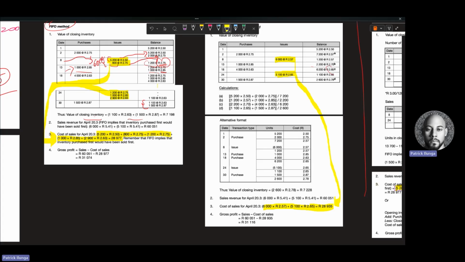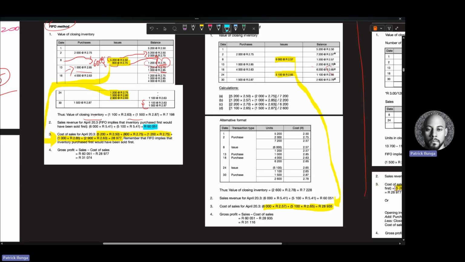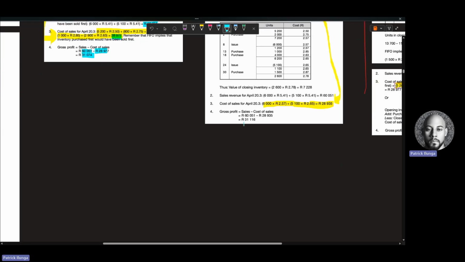So I trust that this is clear. That's all that you need to do. If you work out your table properly and correctly, you can never go wrong. And obviously the gross profit will be the same. You will take the sales minus the cost of sales. Sales minus cost of sales will give you the gross profit. It will be the same here.